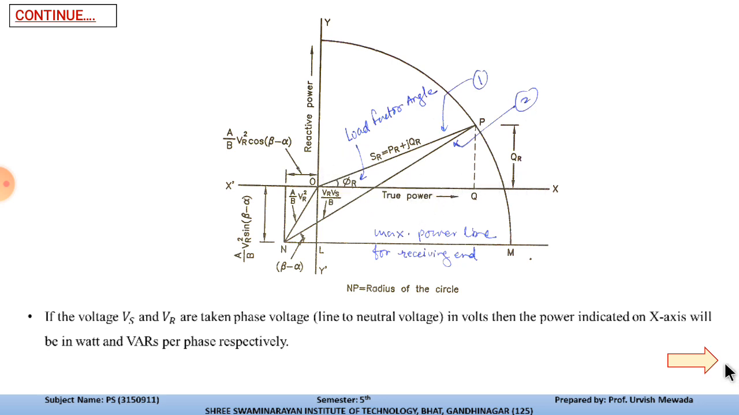So if voltages Vs and Vr are taken as phase voltages, then the line to neutral voltage is in volts, because we are taking these terms in phase voltage. That's why the output is in volts. Then the power indicated on the x axis will be in VA. So the power indicated on the x axis while we solve with Vs and Vr taken line to neutral is taken per phase respectively.